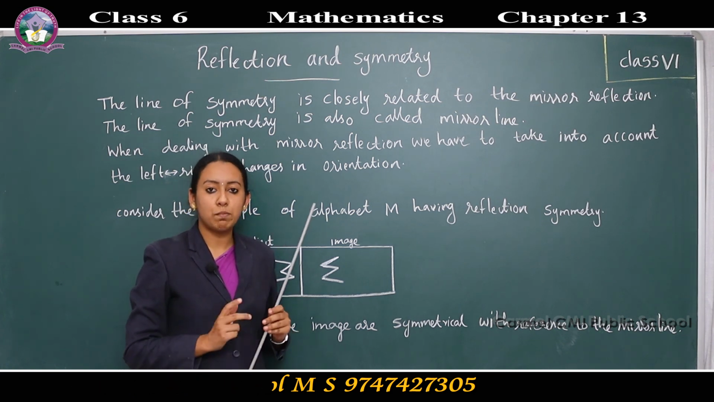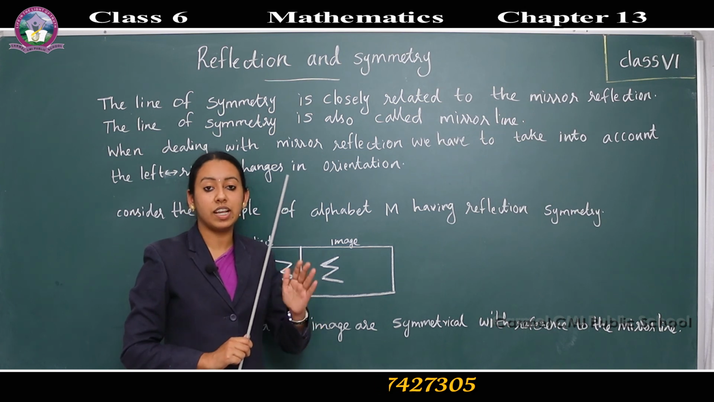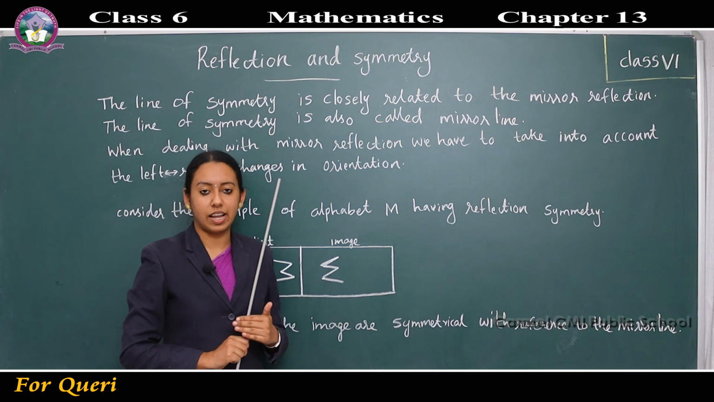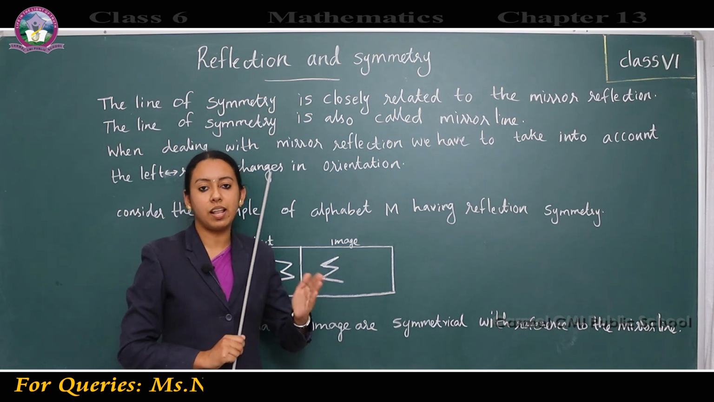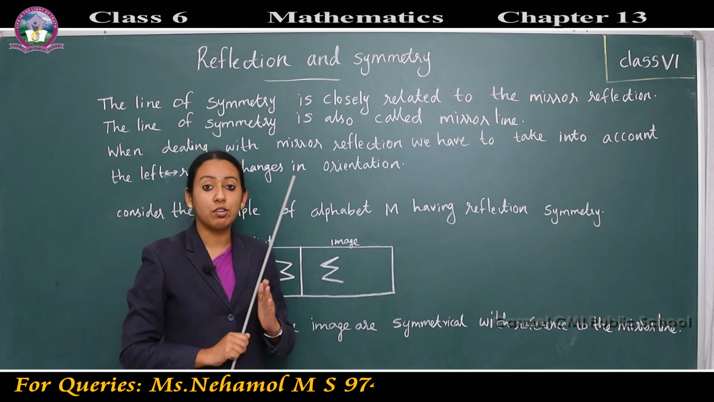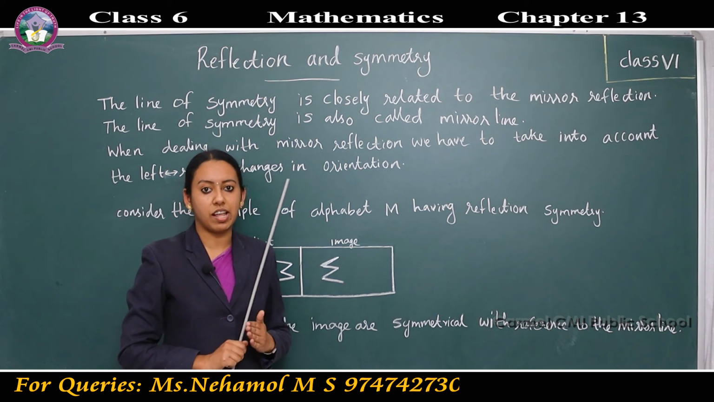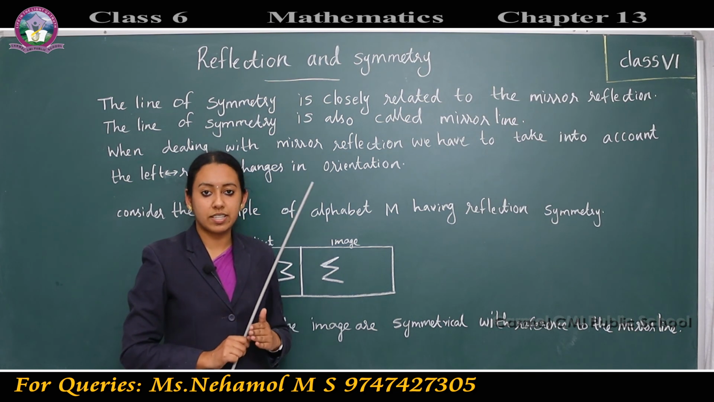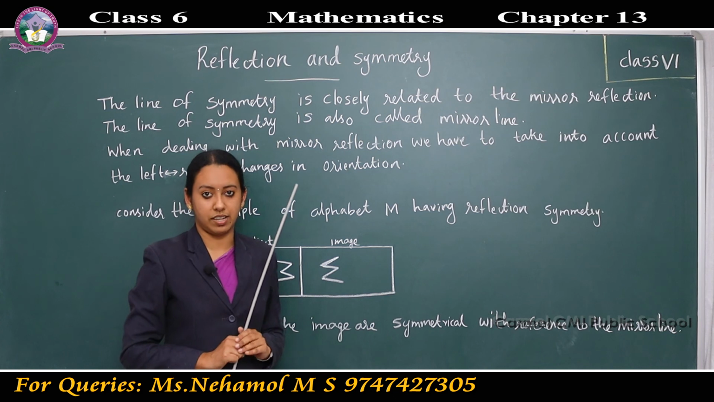That means when you put an object in front of your mirror, the left side becomes the right side and the right side becomes the left side. When you put an object in front of your mirror, you will get the same reflection. The only difference is the left side becomes the right-hand side and the right side becomes the left-hand side.